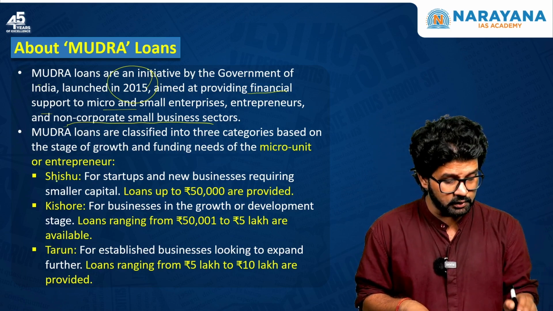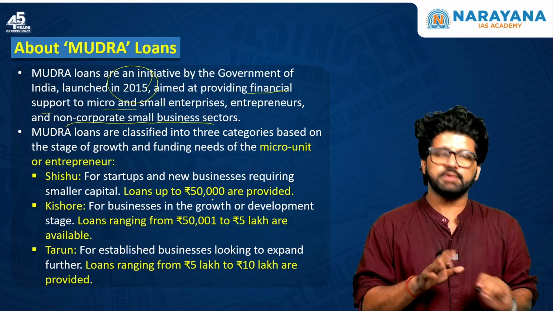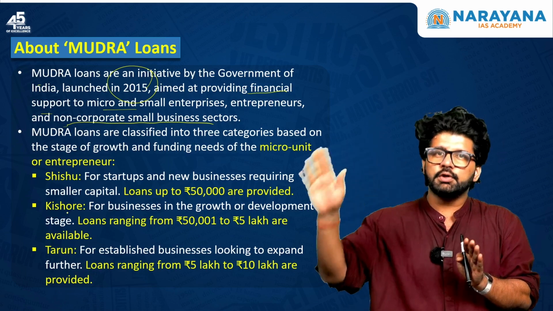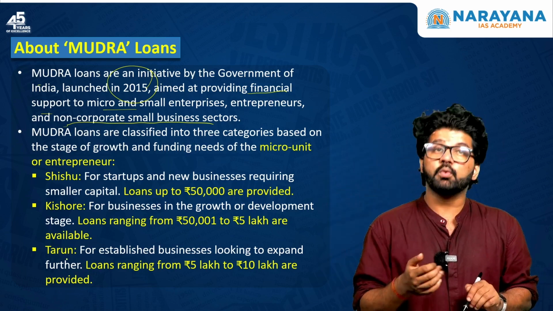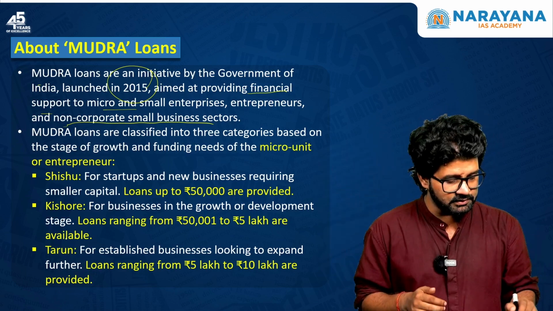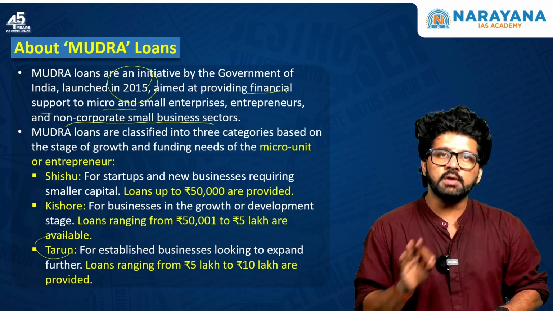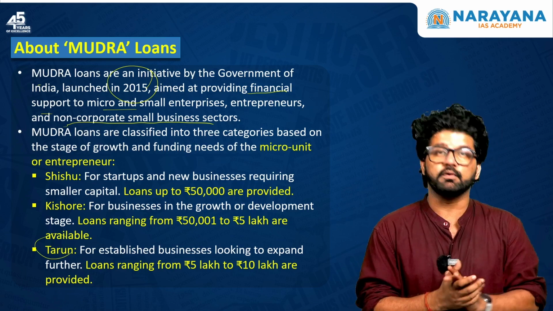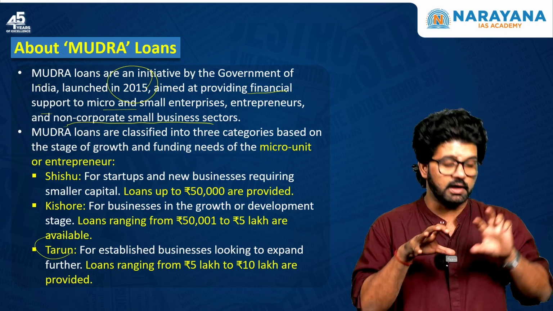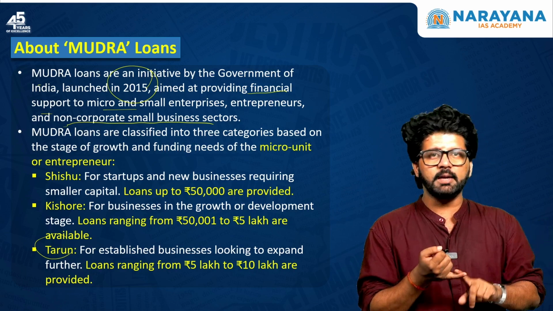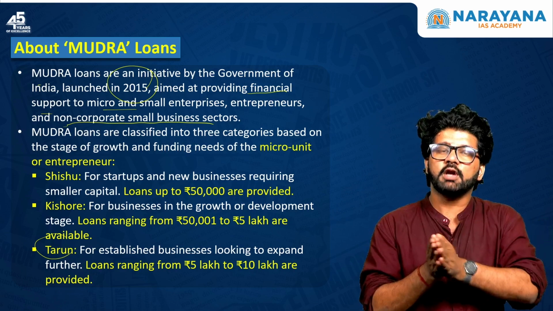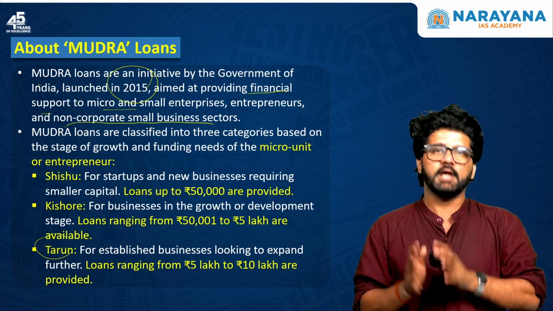Shishu, Kishore, and Tarun. If you want a loan up to 50,000, Shishu. 50,000 to 5 lakh, Kishore, and between 5 lakh to 10 lakh, that is Tarun. So Shishu, Kishore, Tarun, these are the three types of loan you have to understand under Mudra. So these are some of the keywords: What are NPAs? Different types of NPAs. What is Mudra loan? When was it launched? Different types of Mudra loans.